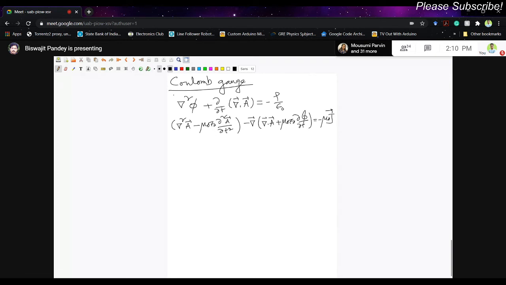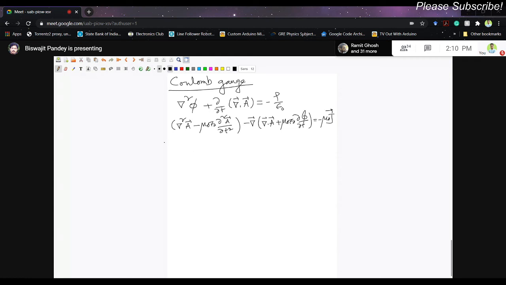Our job is to solve these two equations, and we want to use gauge freedom to simplify them. I already told you that the gauge freedom tells us that we can choose our scalar potential and vector potential in such a way that we can have A prime equal to A plus grad psi, and simultaneously phi prime equal to phi minus del psi del t. So these are the gauge transformations. This will give us back the same electric field and magnetic field. We don't need to worry about that, and we shall use this.